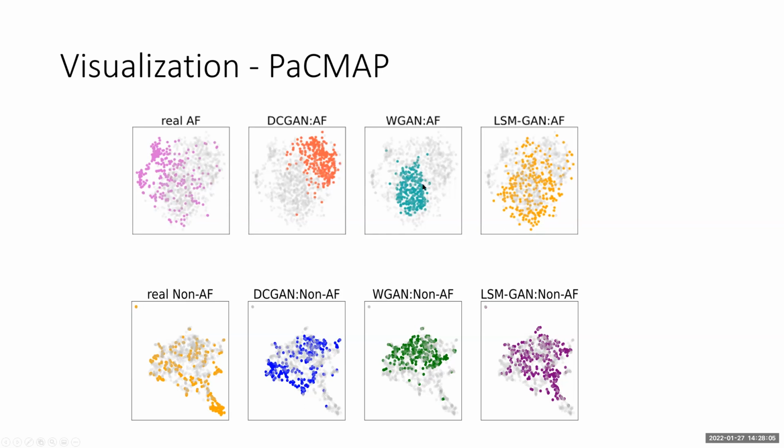We can see that for the conventional GAN baselines, the signals generated only capture parts of the distribution of the real AF, but the signal from our GAN is more diverse and has a similar distribution to the real signal in the AF cases. And for the non-AF case, a similar phenomenon happens. You can see that the baseline GANs only capture parts, but our GAN has a closer distribution to the real signals.